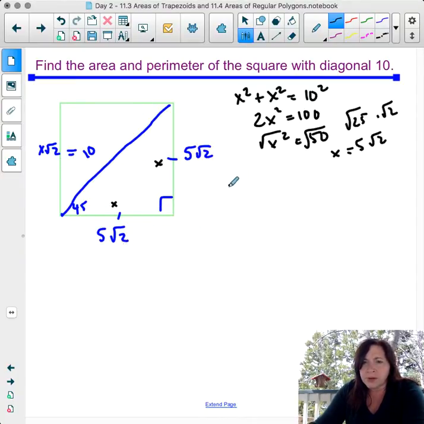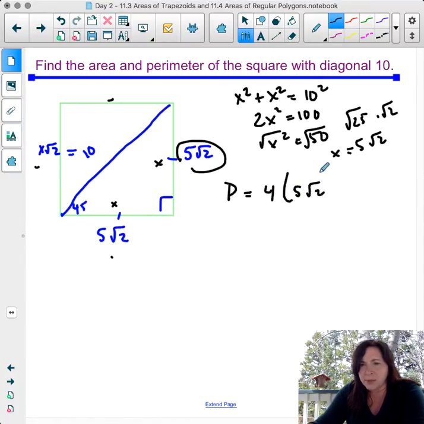So the perimeter is equal to 5 root 2 plus 5 root 2 plus 5 root 2 plus 5 root 2, or 4 times 5 root 2. And keep in mind, numbers get multiplied with numbers and roots get multiplied with roots, okay? So that 4 times 5 is just 20 root 2 units, and that's my perimeter.